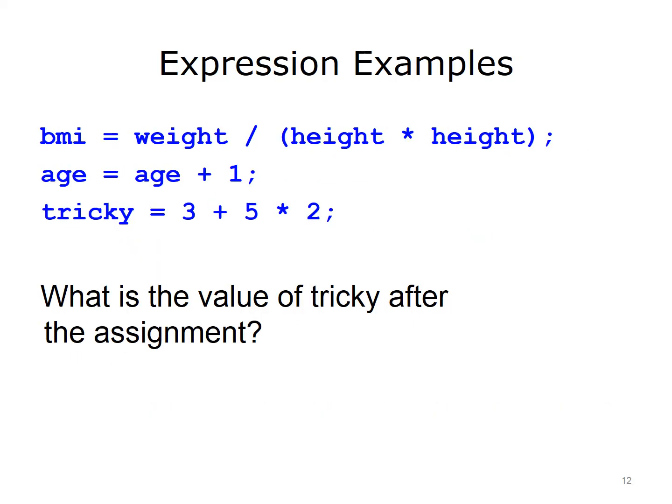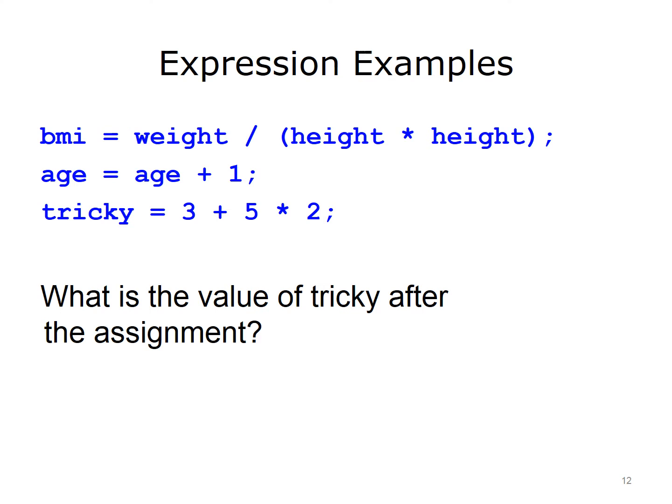So, here are some examples of expressions used in assignment statements. Assignment statements set or reset the value stored in a variable. The first assignment assigns to the variable BMI the value of weight divided by (height times height). Note that because height times height is in parentheses, it will be evaluated first. Then the value will be divided into weight to finish the evaluation.